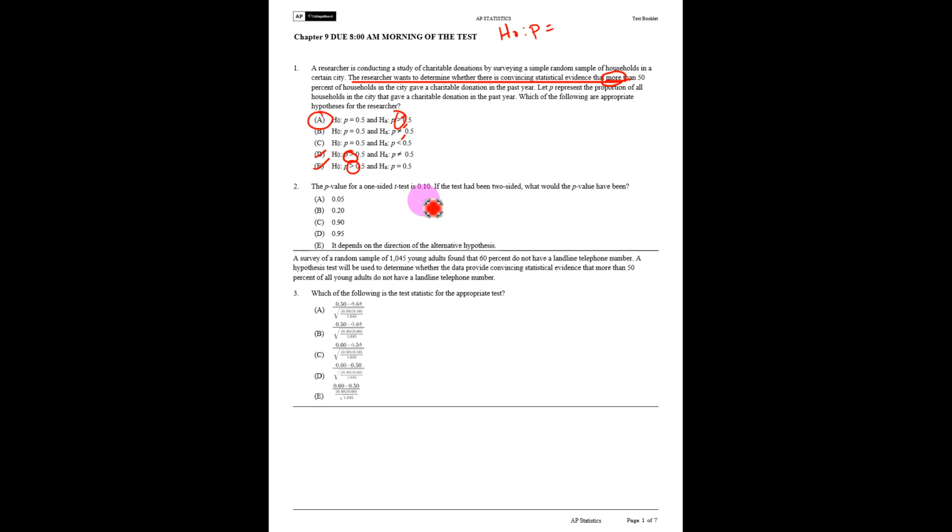Okay, 2. A p-value for a one-sided t-test is 0.10. The t-test part doesn't matter here. We do z-test right now, but this is just to illustrate a point. If it had been two-sided, what would the p-value have been? Well, one-sided means they're doing just this side, and that's 0.1. The two-sided just adds the same thing on the other side. That's also 0.10, so our probability jumps up and doubles. That's all you got to do.